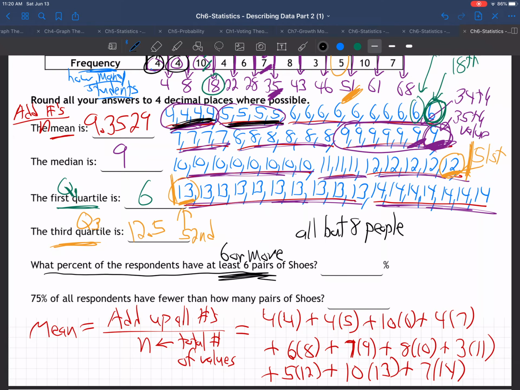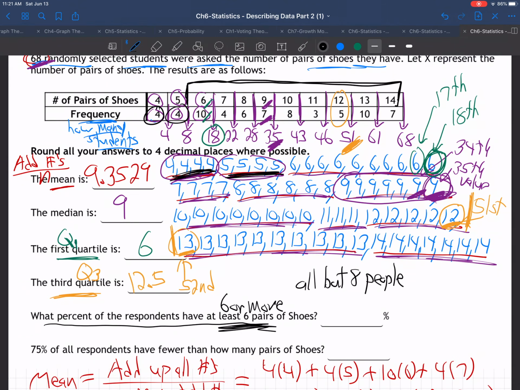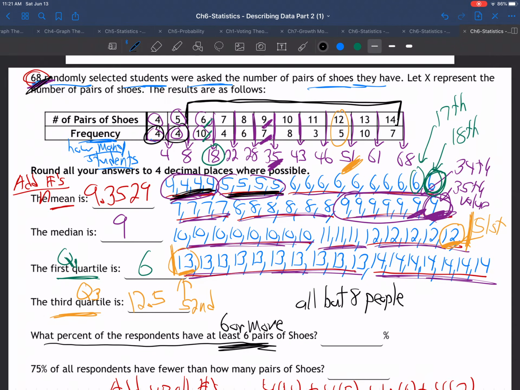Only 8 people have 4 pair of shoes or 5 pair of shoes. I think I'm in that category. So how many is that? Well, there's 68 total people. So that means that's 60 out of 68. All but 8. So that's 60 of the people, right? The 8 on the bottom don't. They have 4 pairs and 5 pairs. So 60 out of 68 do.